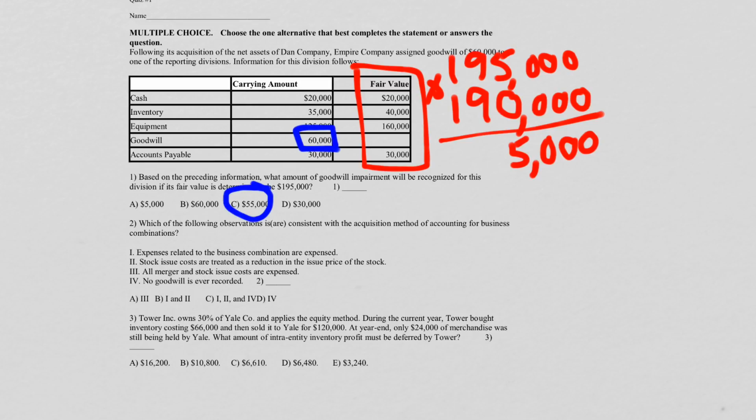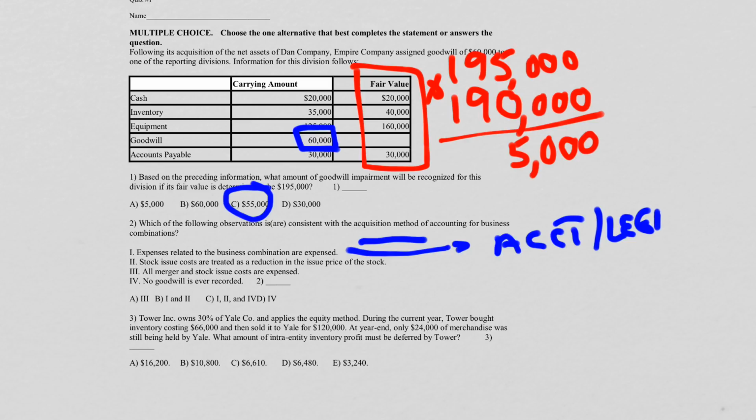End of question 1. Number 2 in the hit parade is we want to know, with the acquisition method of accounting, what happens? So number 1, expenses related to business combinations are expensed, and that's referring to the accounting and legal, and that is true. Number 2, stock issue costs are treated as a reduction in the issue price, and that we learned in class is a debit to additional paid-in capital, which in effect lowers the issue price of the stock.